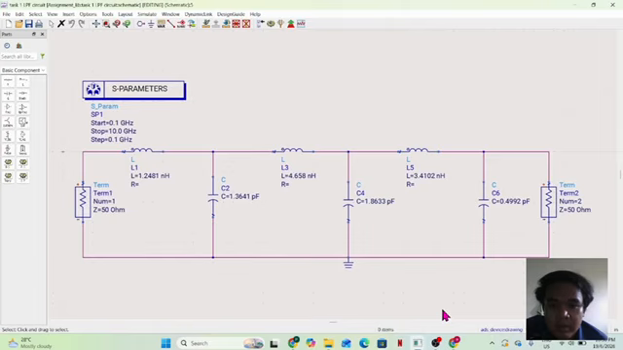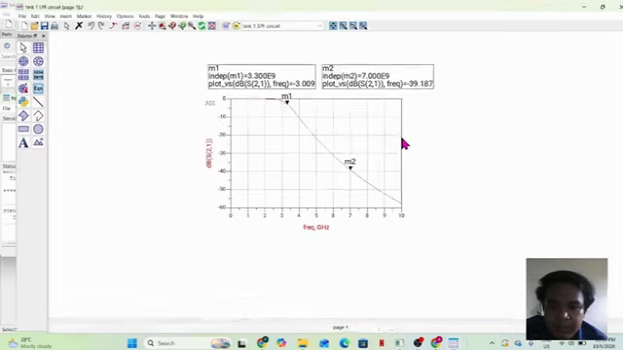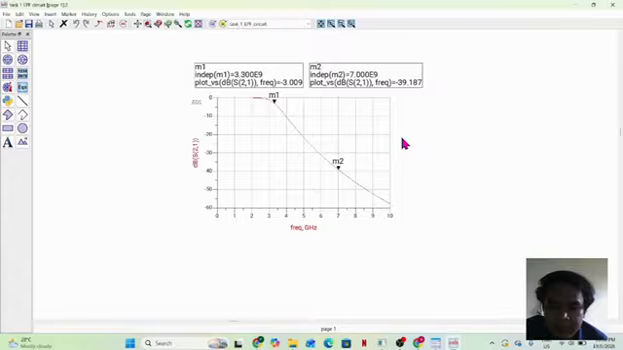This video is to show we are running the circuit to show the lumped LPF output for this circuit.